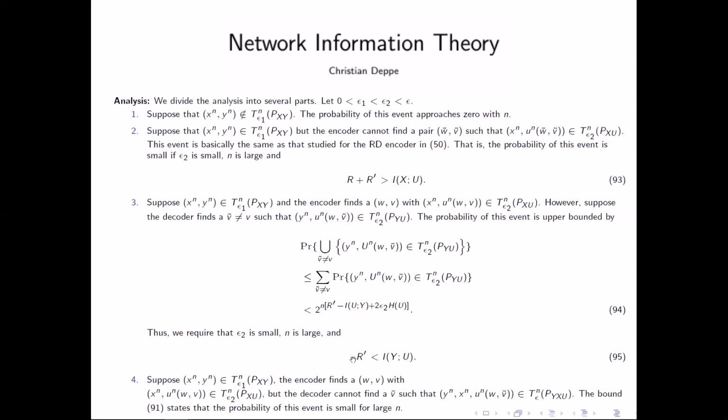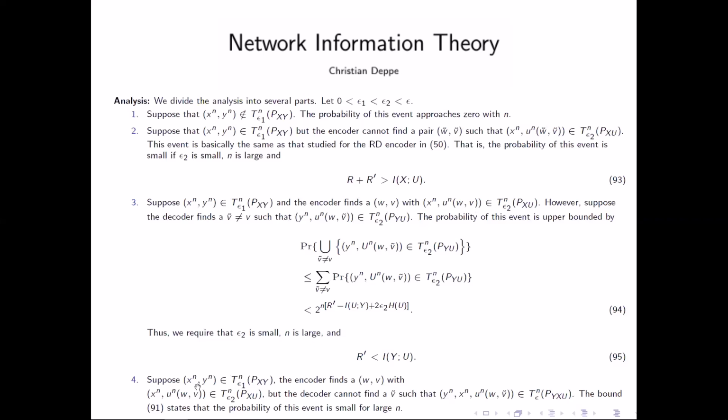And now if we choose the bin smaller than the mutual information between Y and U, or U and Y, it's the same, then of course this still goes to 0 if n goes to infinity. So this is the second condition we have now, that our bin should not be too big. It is bounded by the mutual information between Y and U, because then this event could not happen, or the probability of this event goes to 0.